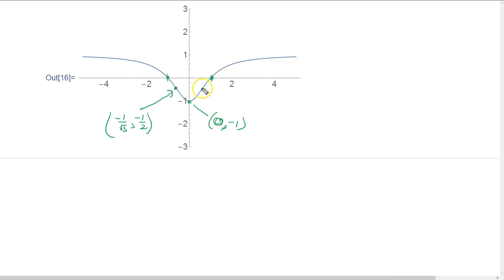And we have another inflection point right there. That is the point 1/√3, -1/2. And then notice we have a horizontal asymptote of y equals 1, like that. And yes, this is exactly what the graph of what we had previously sketched looks like. So that verifies what we had sketched earlier.